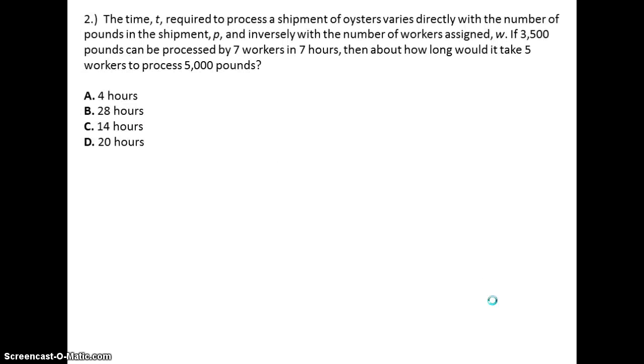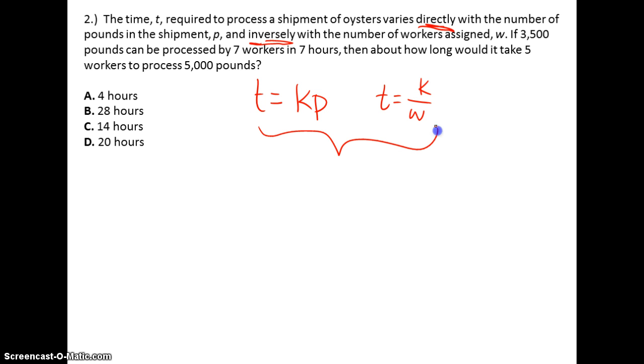All right, now, on the back, we'll start with number 2. It says the time required to process a shipment of oysters varies directly with the number of pounds in the shipment. So we could write T equals K times P. And time varies inversely with the number of workers assigned W. So we could also say time equals K over W. So now we're going to make one equation. We're going to take both of these and put it as one. So we'll have Kp over W.